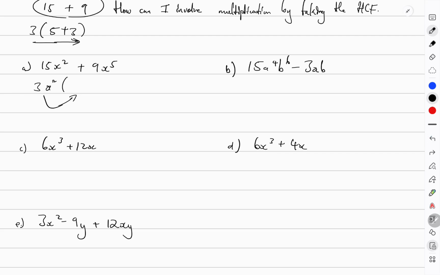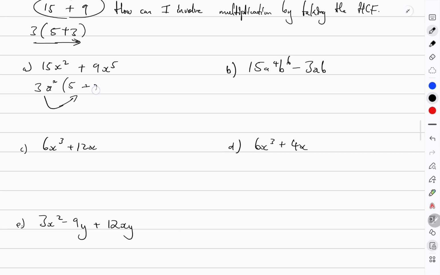What should I multiply by 3x squared such that I have 15x squared? The answer will become a 5, right? Because if I were to use distributive law, what is 3x squared times 5? I'll have 15x squared. What should I multiply by 3x squared such that I have 9x to the power 5? It is going to become positive 3x to the power of 3, because you remember exponents, x squared times x to the power of 3 will give us x to the power of 5. If I were to use distributive law and expand, it should take us back here. Right, so we are factorizing by taking out the highest common factor. So this is what we have.